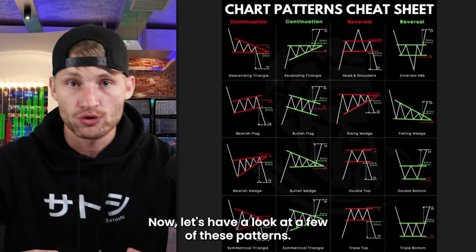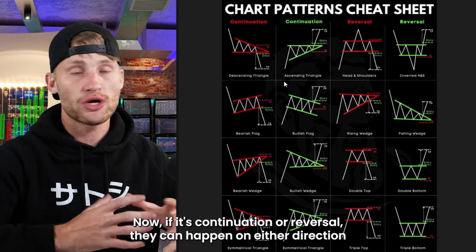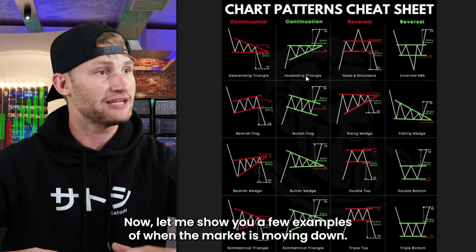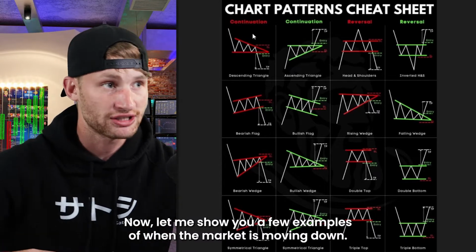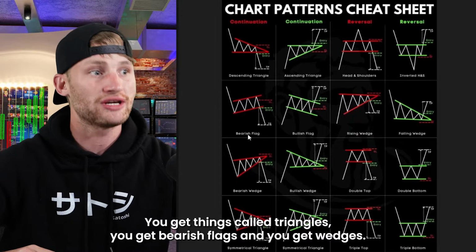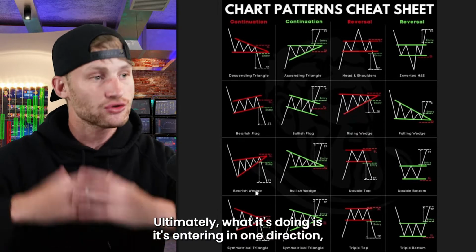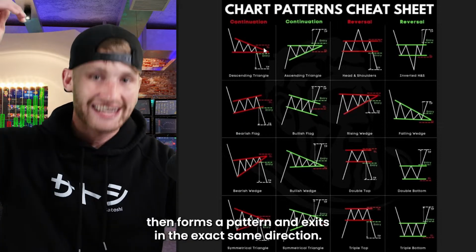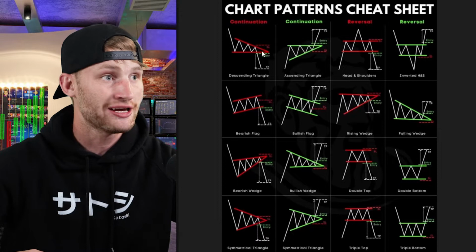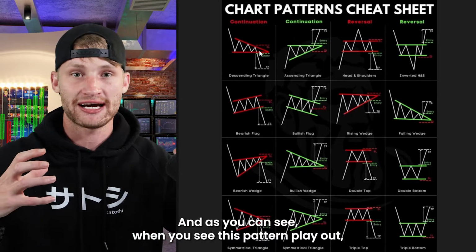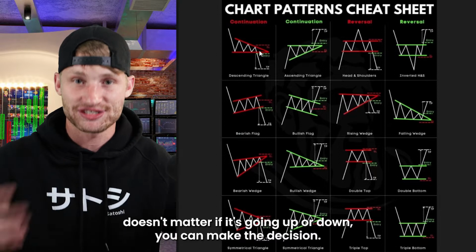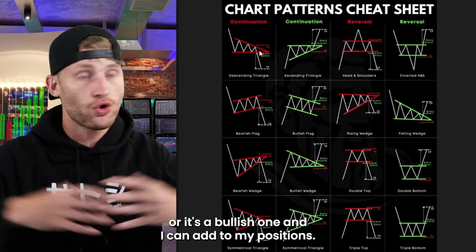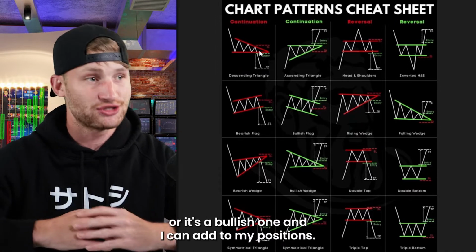Now let's have a look at a few of these patterns. Now, if it's continuation or reversal, they can happen on either direction the market's moving, up or down. Now let me show you a few examples of when the market is moving down. You get things called triangles, you get bearish flags, and you get wedges. Ultimately, what it's doing is it's entering in one direction, it then forms a pattern and exits in the exact same direction. And as you can see, when you see this pattern play out, it doesn't matter if it's going up or down, you can make the decision, either I get some of my position out because we're forming a bearish pattern, or it's a bullish one and I can add to my positions.